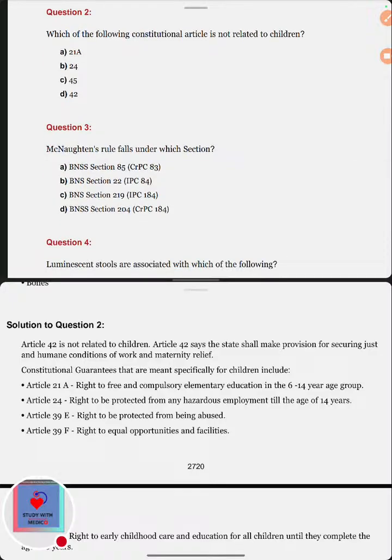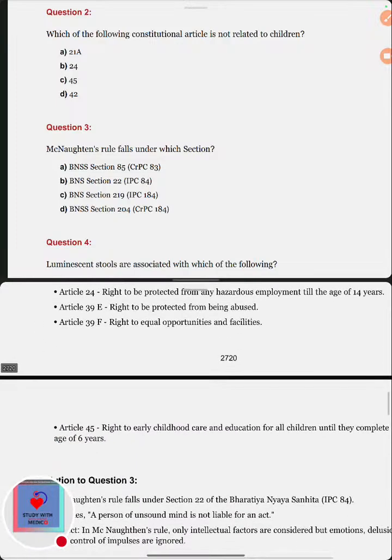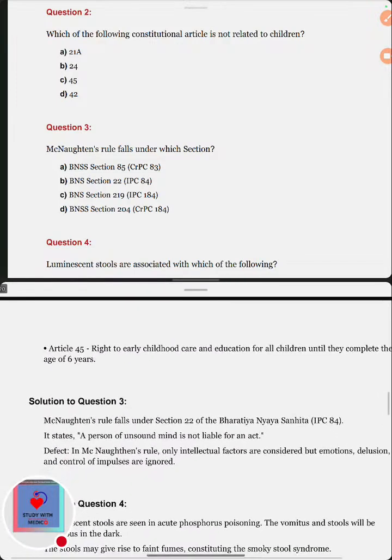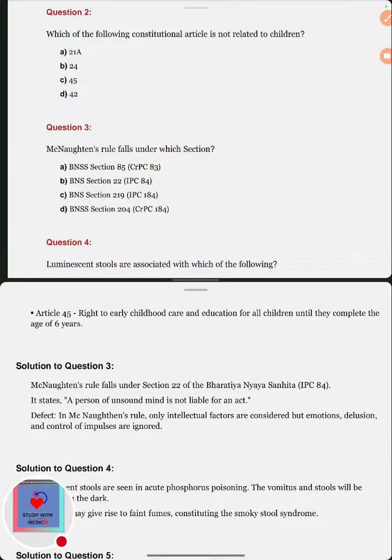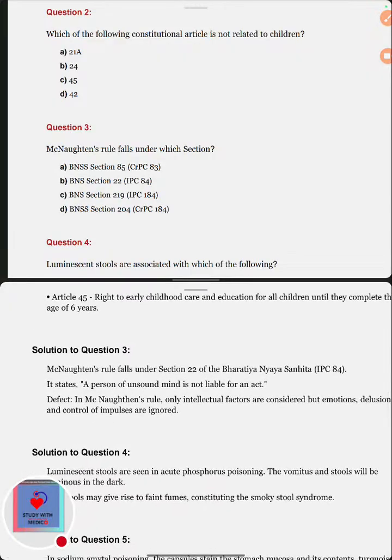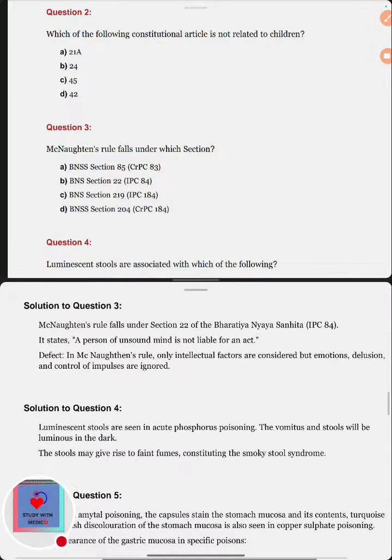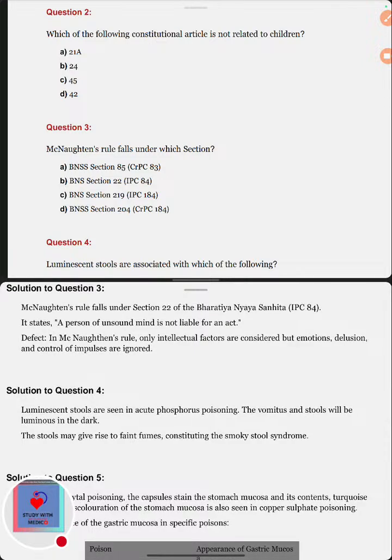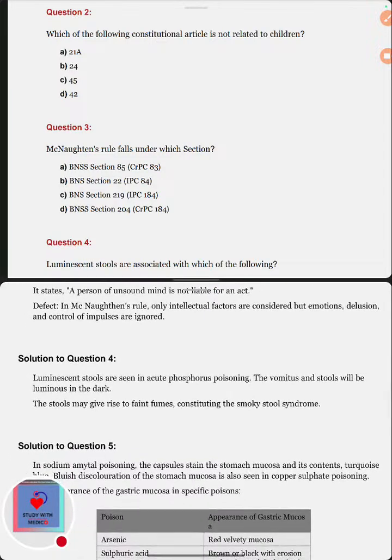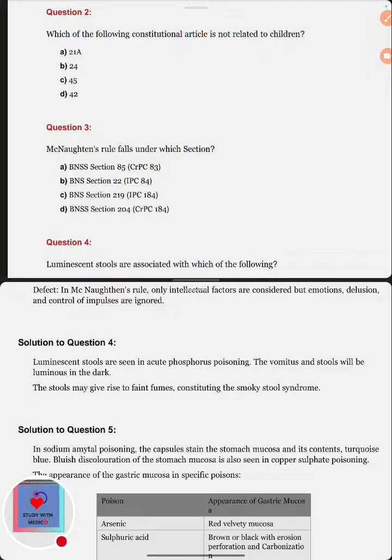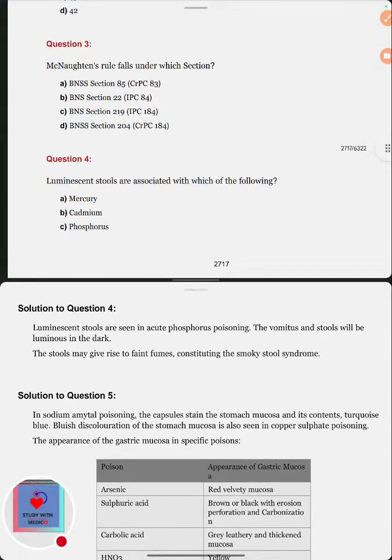McNaughton's rule falls under which section? BNS, Bharatiya Nyaya Sanhita, section 22, earlier IPC 84. Option B: intellectual factors are considered, but emotions, issues and control of impulses are ignored. So these are the two points which you get.